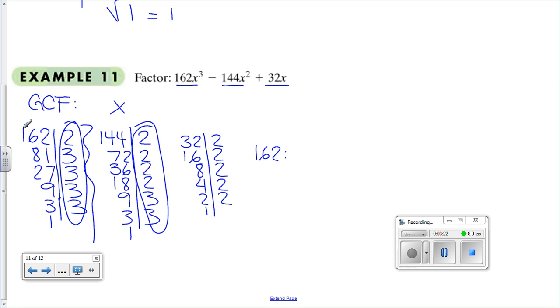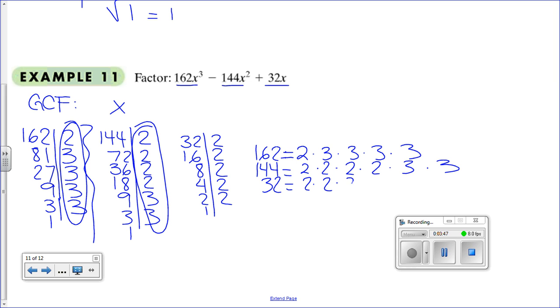162, the prime factorization for that was 2 times 3 times 3 times 3 times 3. For the number 144, the prime factorization was 2 times 2 times 2 times 2 times 3 times 3. And finally, for the number 32, our prime factorization was 2 times 2 times 2 times 2 times 2, or 2 to the 5th. So now we're going to find the numbers that are in common.